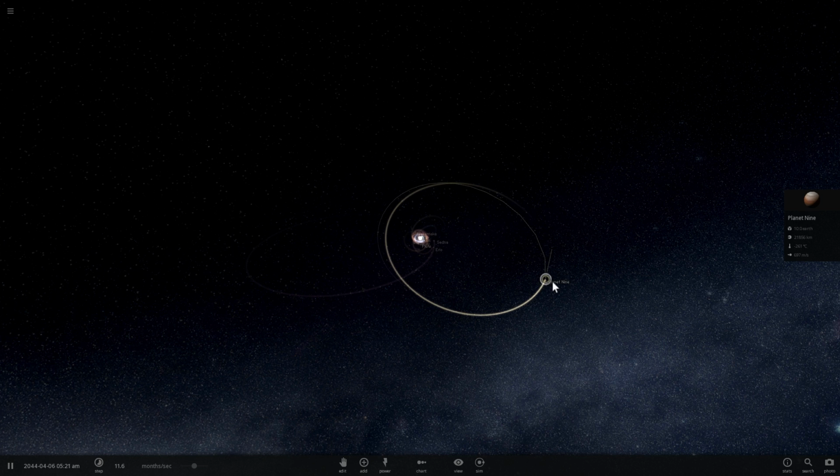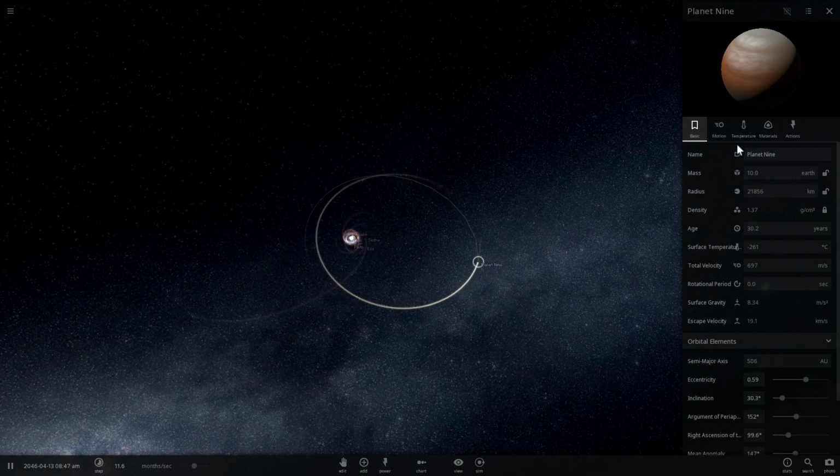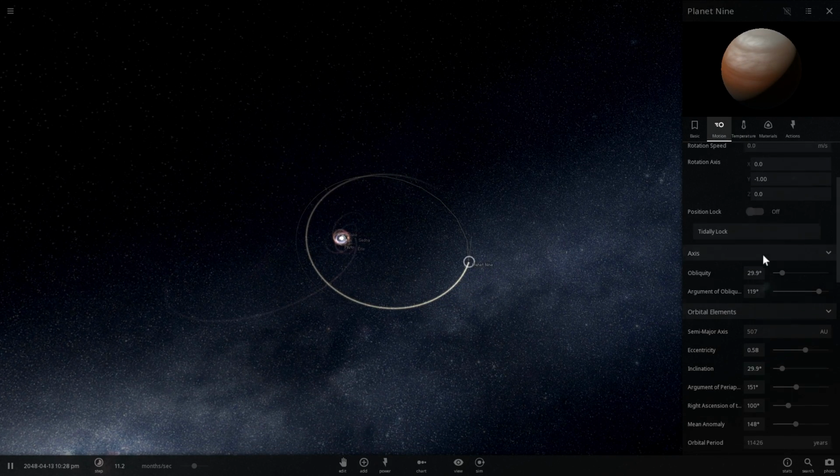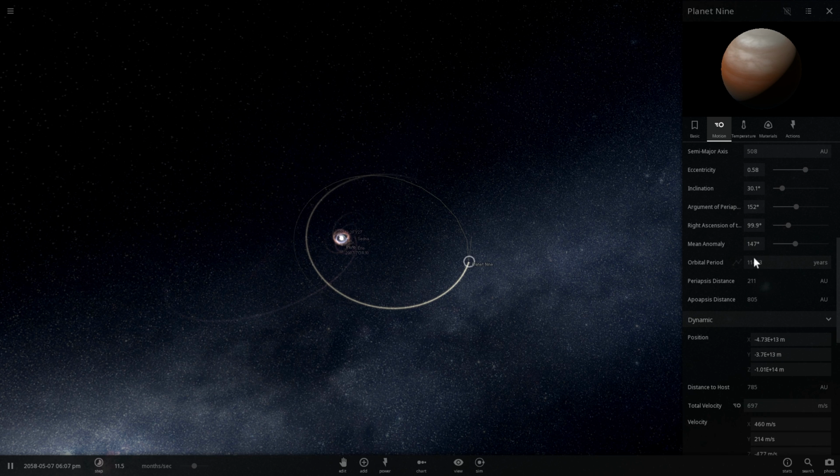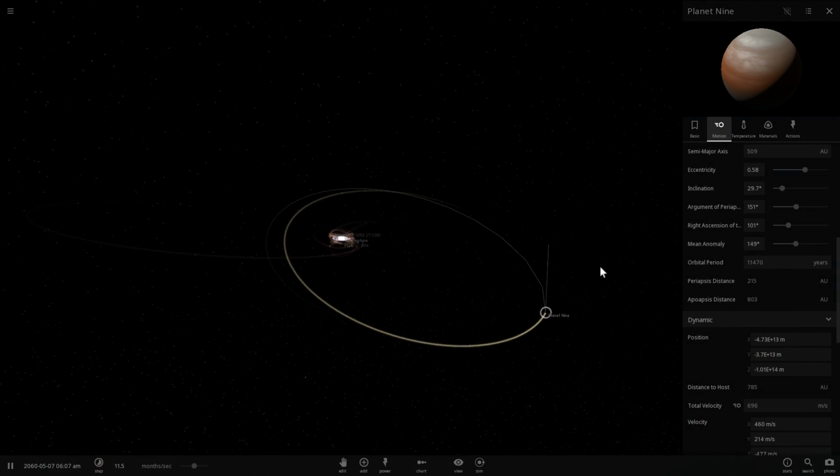The orbital period here is about 12,000 years, and we can actually go into the motion to check this all out. And the semi-major axis is 500 astronomical units. This is 500 times as far away from the Sun as the Earth, and this is the orbital period that you see right here. Alright, so how are we going to terraform this?